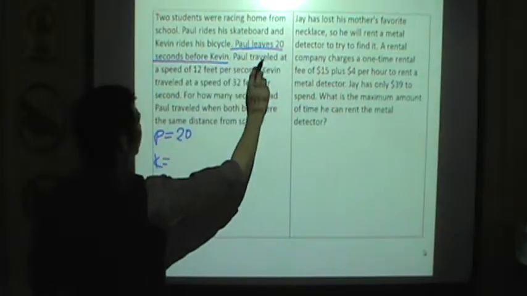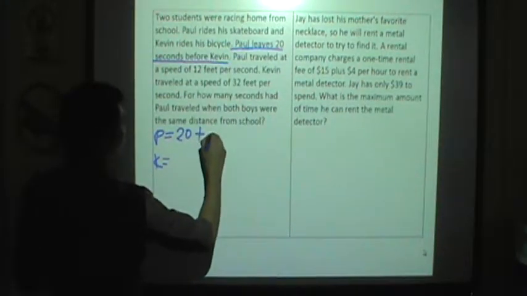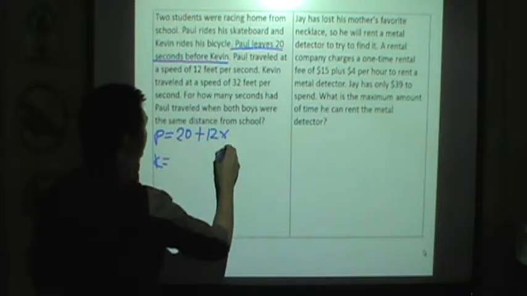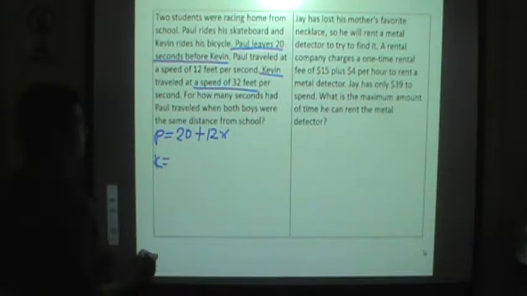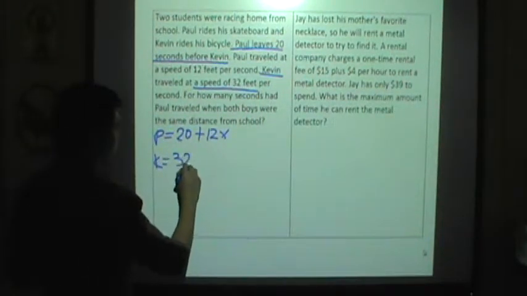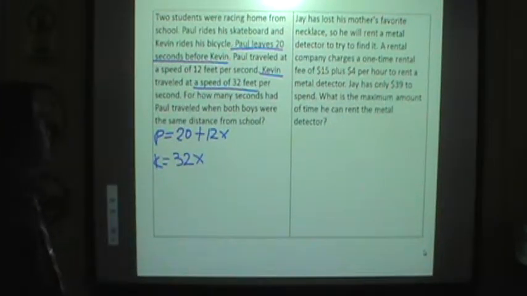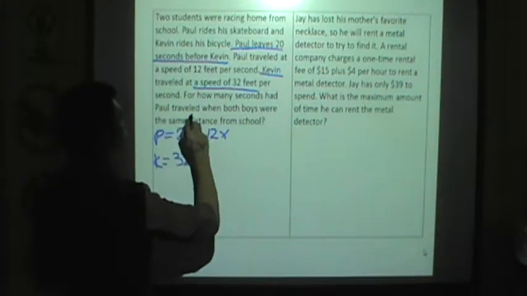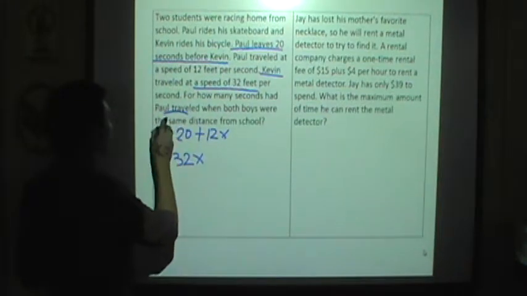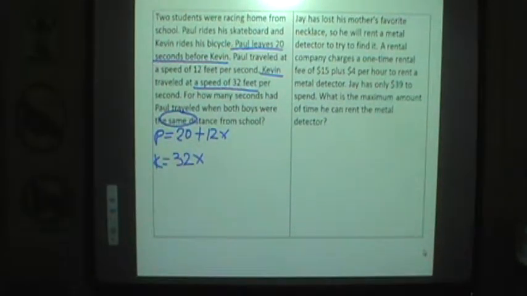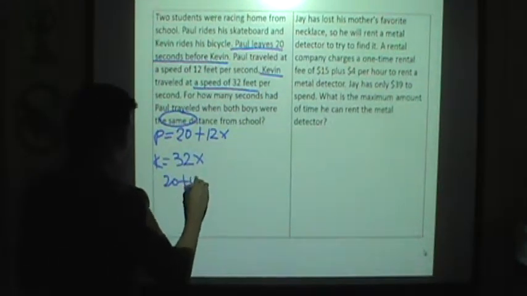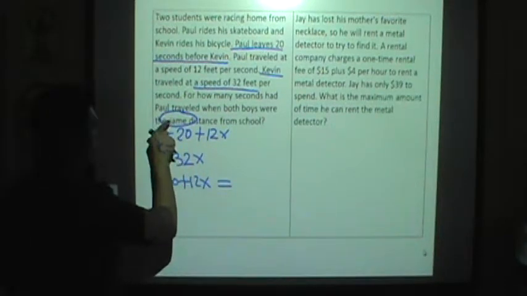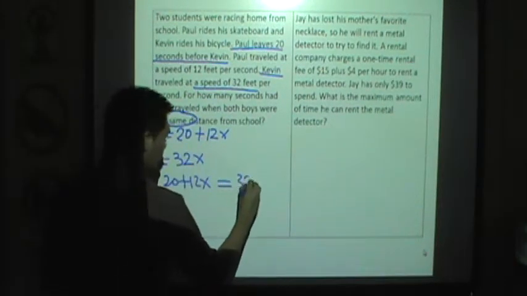So here we go. Paul's average speed is 12 per second, while Kevin's speed is 32 per second. For how many seconds had Paul traveled when both boys were the same distance? Because we're talking about the same distance, we can now go ahead and do 20 plus 12x equals, because they are having the same distance, 32x.